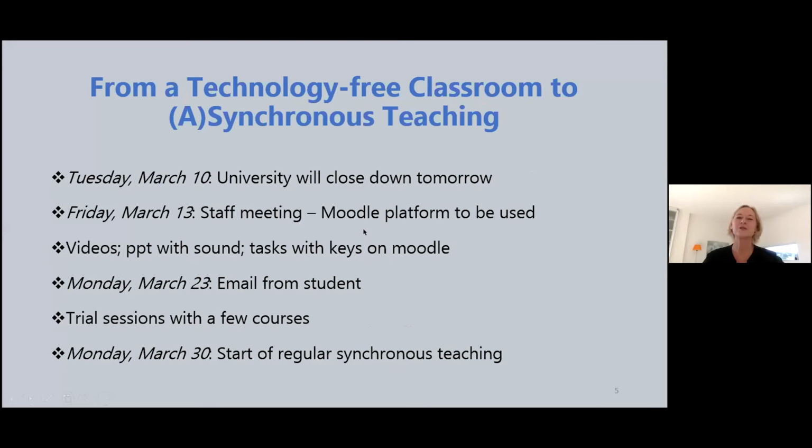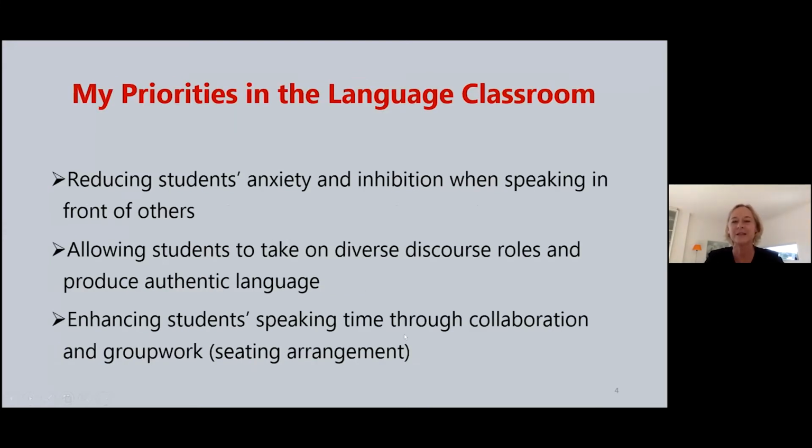For me, it's also important to reduce my students' anxiety and inhibition when speaking in front of others. And you can imagine that it's easier for students to speak in a group of 4 people than in front of the whole class. And this collaborative work, which is facilitated by the seating arrangement, also helps students to have access to all diverse discourse roles. So my students are not only the ones who answer my questions, but they are also the ones who in their groups ask questions, challenge each other's arguments, back up their own arguments, and so on.